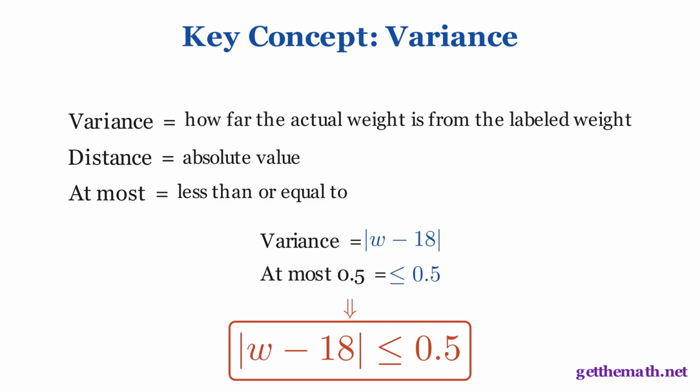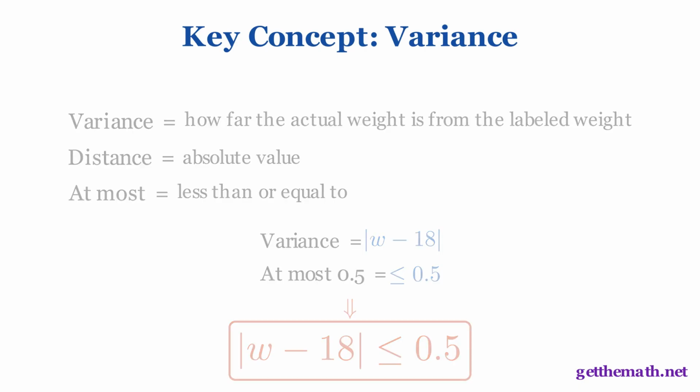The problem says the variance is at most 0.5 ounces. At most means less than or equal to. So we write, the absolute value of W minus 18 is less than or equal to 0.5.